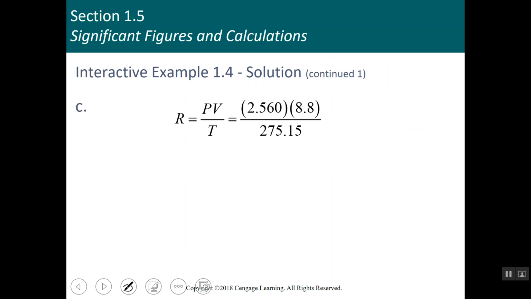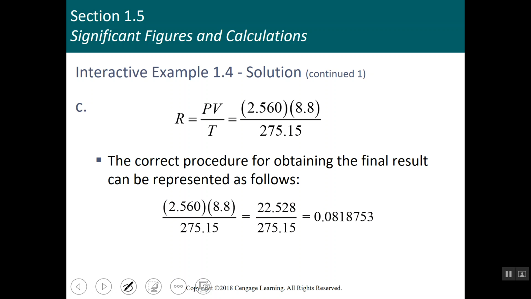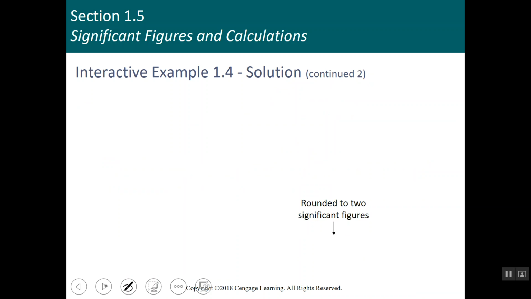And then the last one, we're going to go ahead and put that in the formula. Go ahead and do the calculations. And this is the number we end up with. And because we're doing a multiplication and division, what we're looking at is total number of sig figs. So this one has 4, this one has 2, that one has 5. So your answer should only have 2 significant figures. And so you would round off there and round that up to a 2.